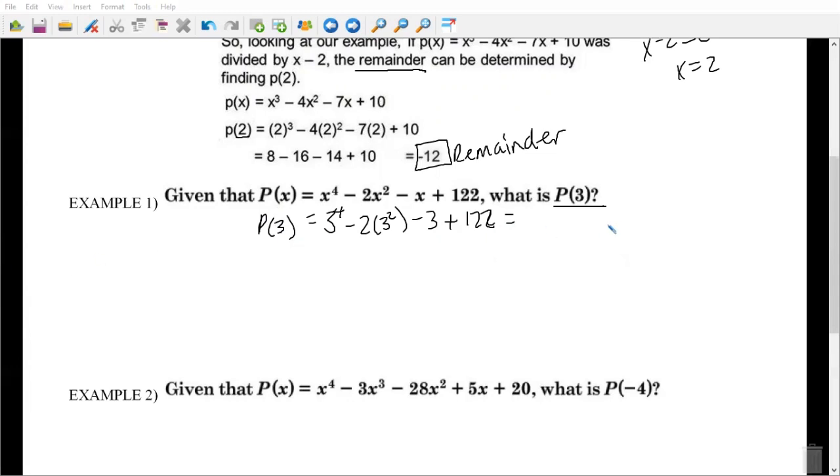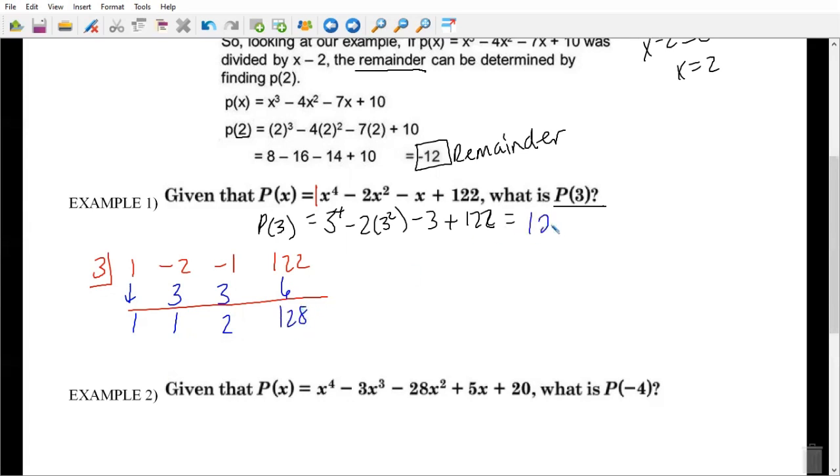Now, using synthetic division, I would put the 3 in the house, list out my coefficients, 1, negative 2, negative 1, 122. And begin the synthetic division process. Bring down my 1. 3 times 1 is 3. Negative 2 plus 3 is 1. 3 times 1 is 3. Negative 1 plus 3 is 2, 3 times 2 is 6, 122 plus 6 is... So the answer would be 128. So p of 3 equals 128.